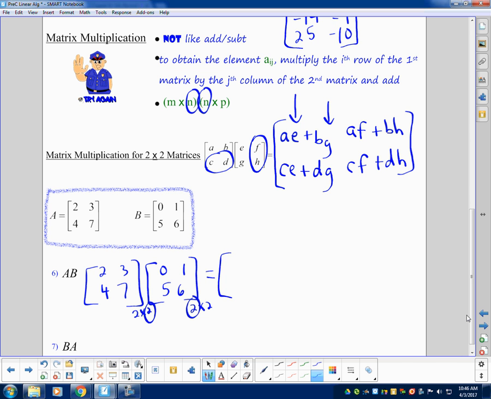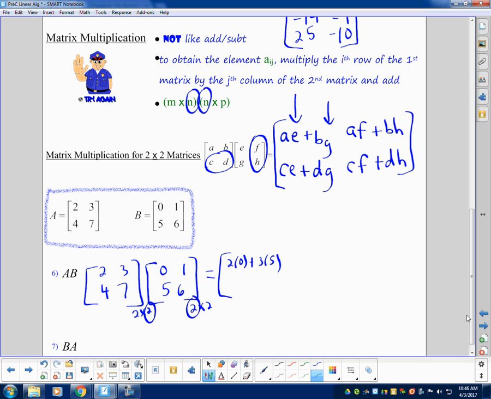First thing I'm going to do to get the top left is go row times column. So 2 times 0 plus 3 times 5 will give me my top left element.